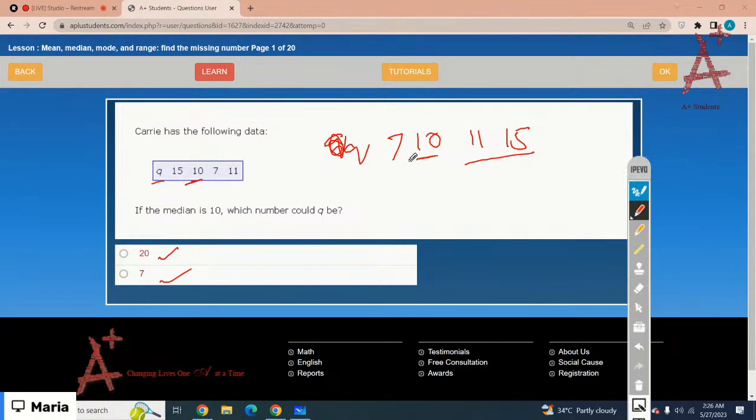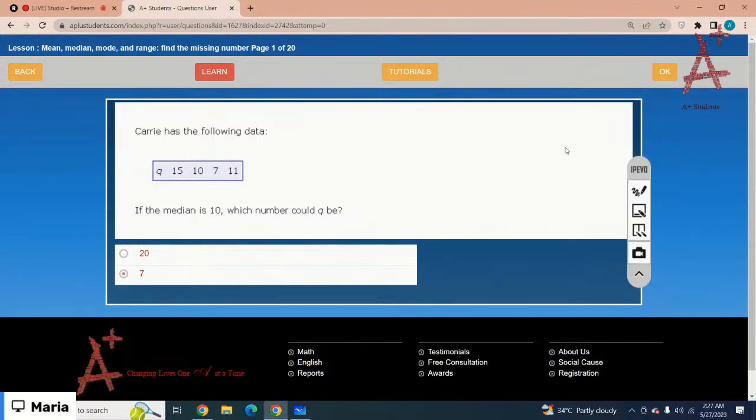The one number that is missing, that is Q, is before 10. Before 10 means it must be less than 10. So it would be 7, because all the numbers are arranged from least to greatest. See, they are arranged from least to greatest. So the correct option is 7. Just use the concept and find the missing value. So the missing value is 7.